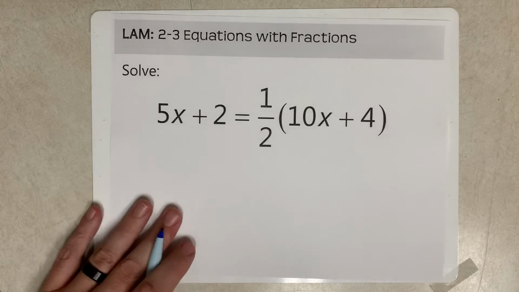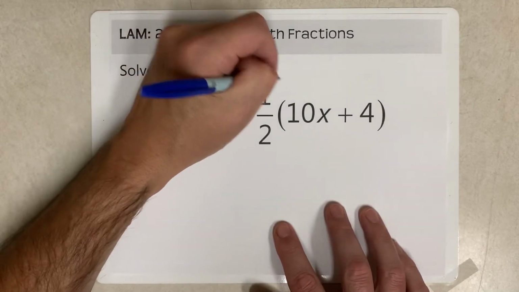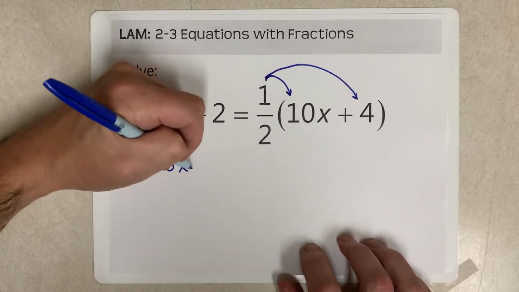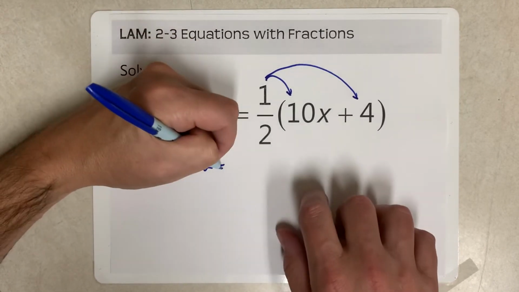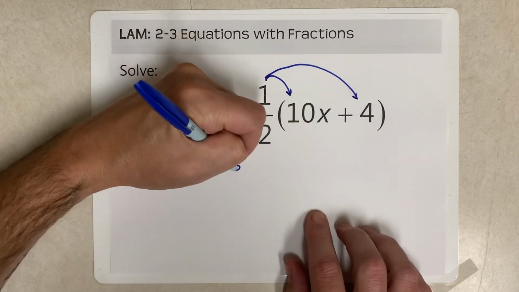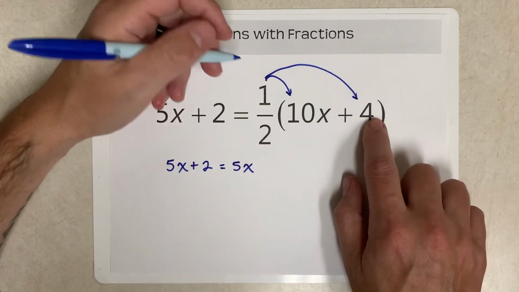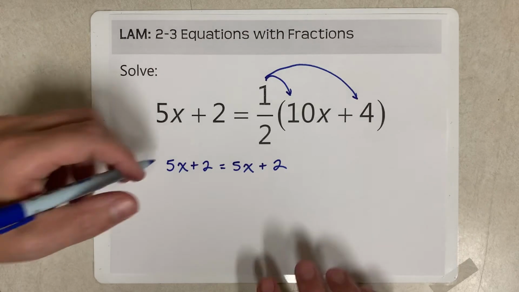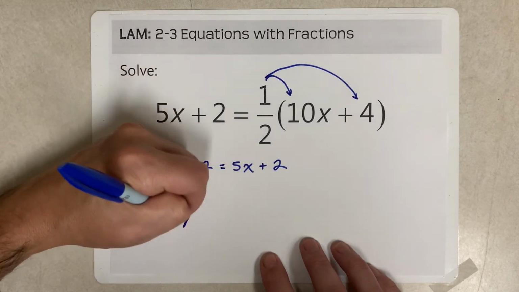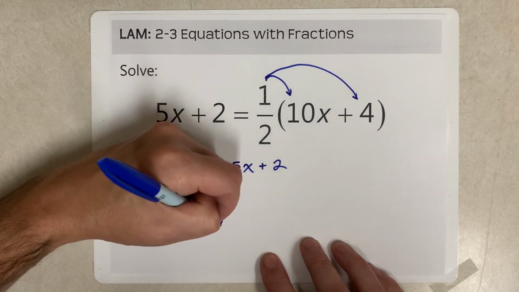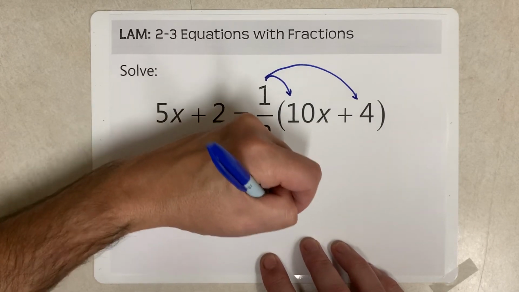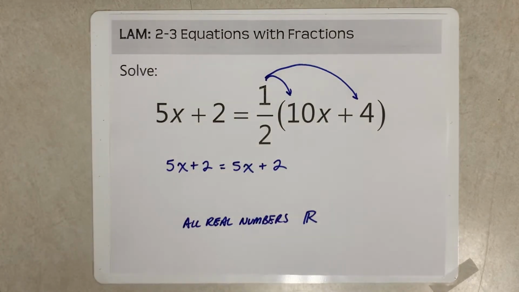Okay, this is another one, except now we have to distribute on the right-hand side. So the 5x plus 2 stays. Half of 10 is 5. Half of 4 is 2. Okay, and I'm looking at that, and I see again, the left and the right-hand side are equal. So if that happens, they're identical, all real numbers. Or you could put that R there for all real numbers.